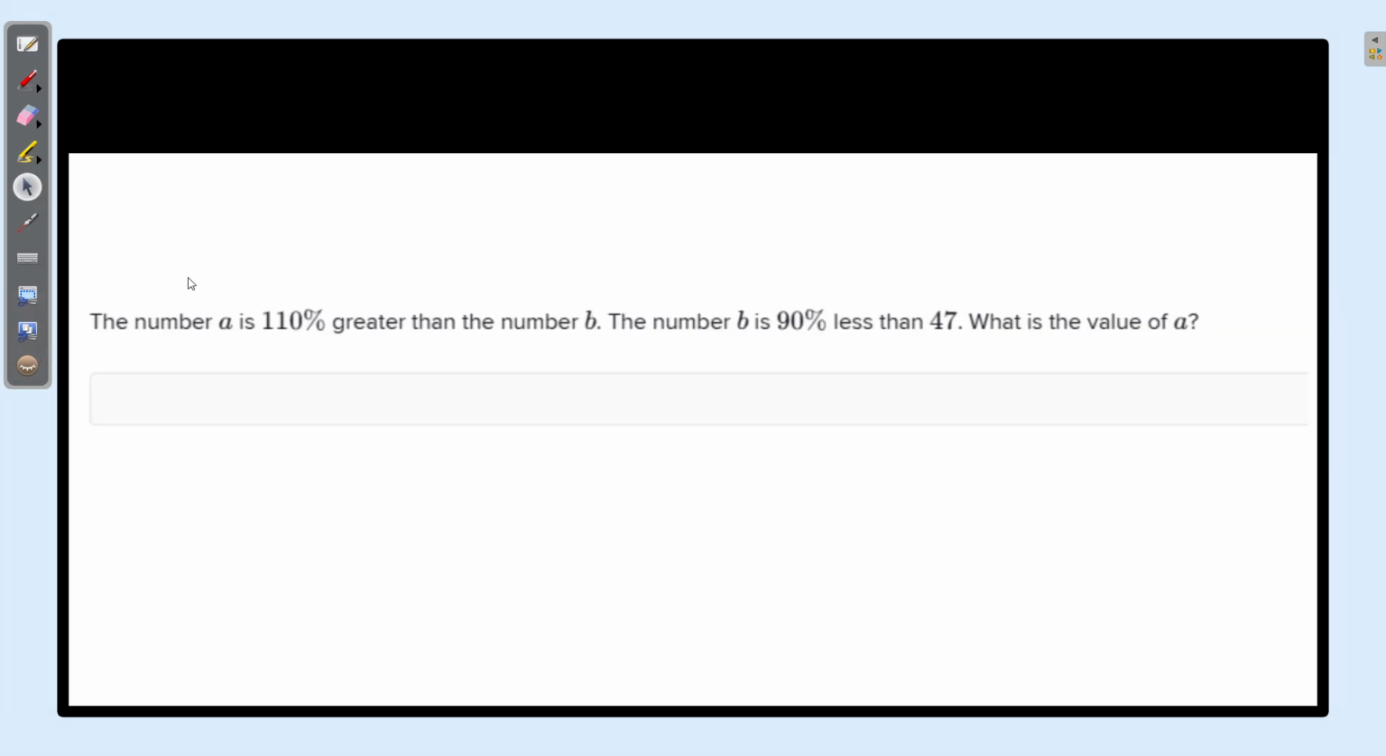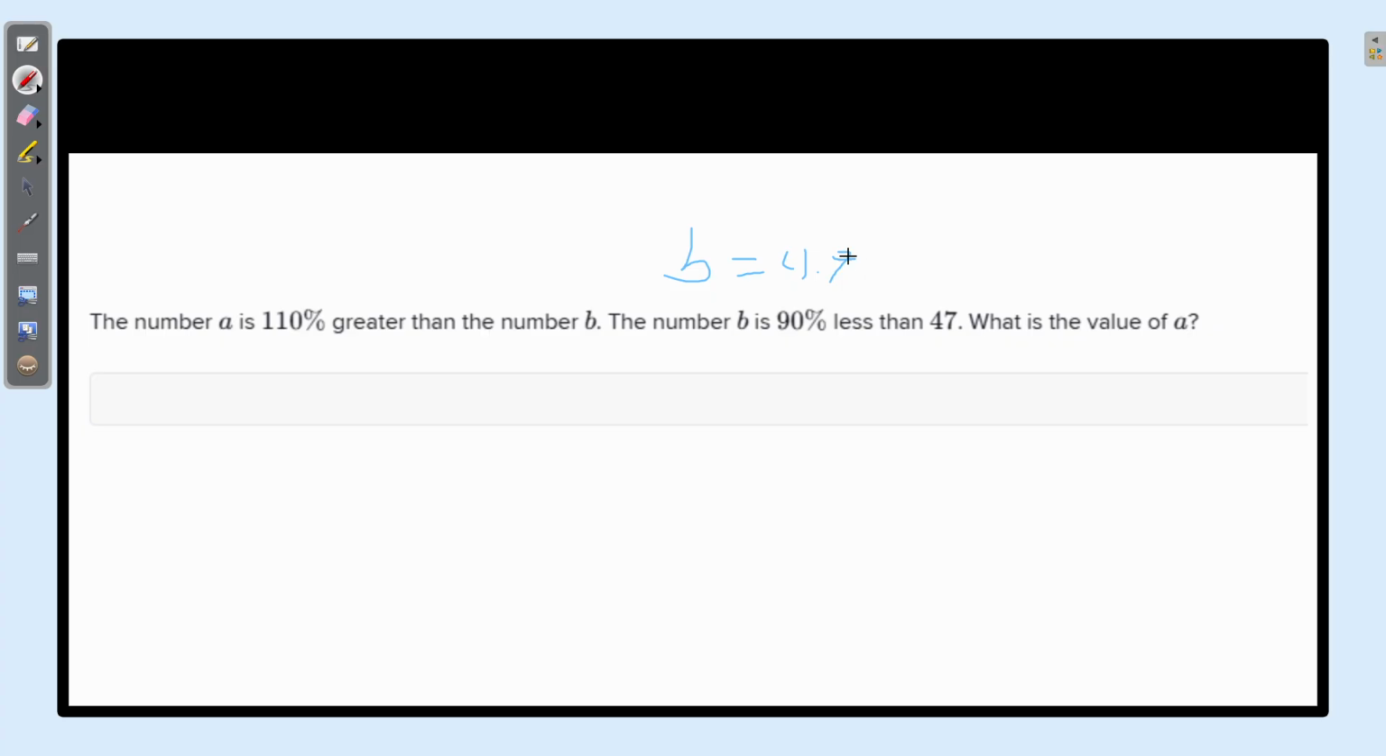Okay. Last question. The number A is 110% greater than the number B. The number B is 90% less than 47. So the first thing I want to do here is find what B is. Well, B is 90% less than 47, which means that B is 10% of 47. So what is 10% of 47? Well, that would be 4.7.